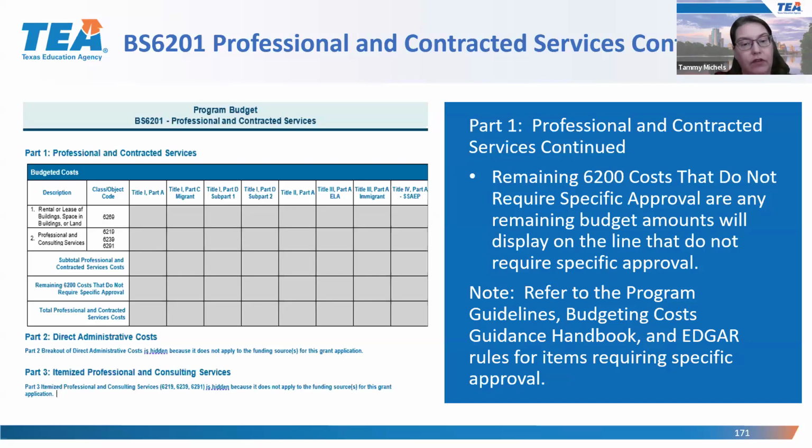So examples of remaining 6200 costs include test scoring, staff and student tuition, maintenance of equipment, and utilities. Again, if funds weren't budgeted in this schedule at all, just need to save it and complete it.